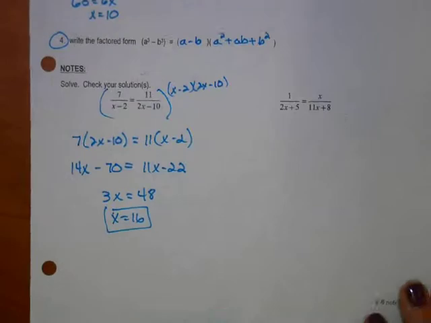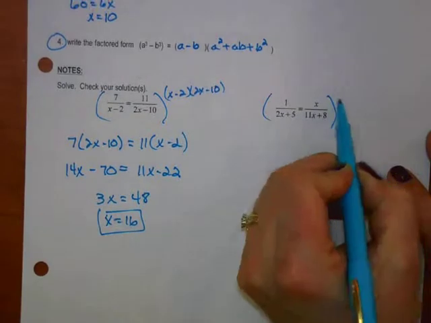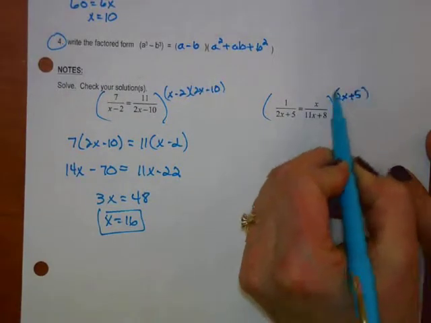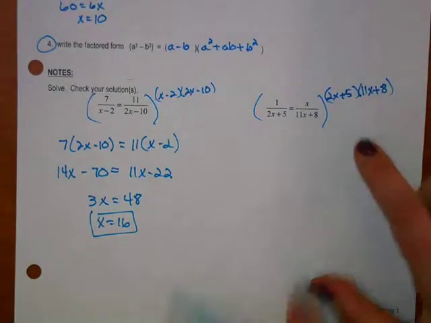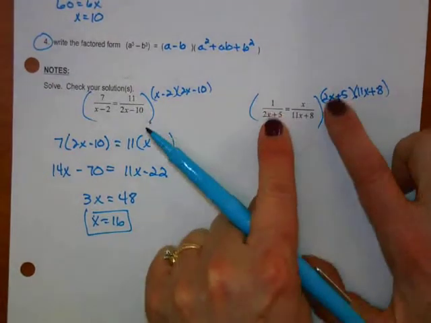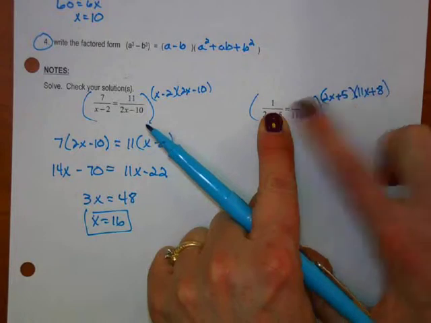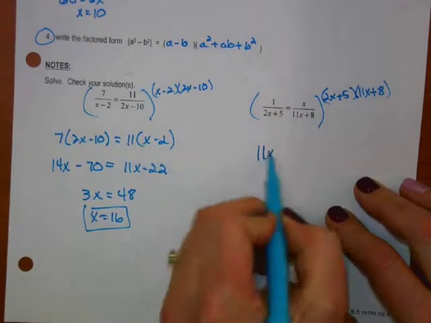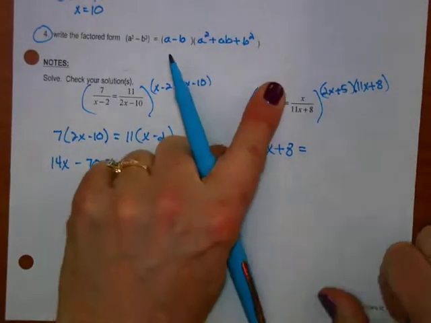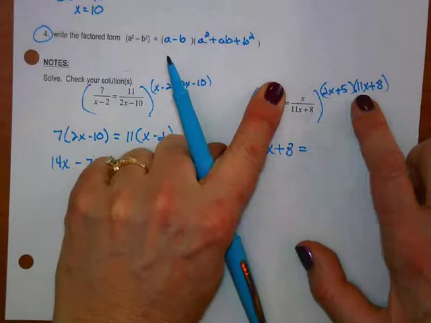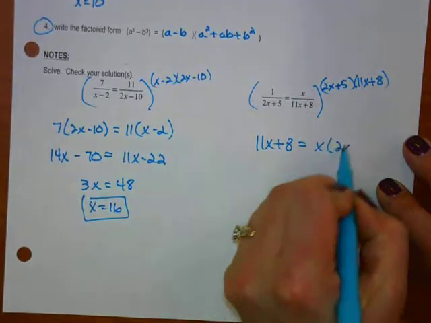Okay? Again, here we have a fraction equal to a fraction, but I want you to think of a common denominator, which would involve both of these. And it's really the same as cross multiplying. If you multiply this times this fraction, the 2x plus 5's cancel out, right? And you really just end up with 1 times 11x plus 8. If you multiply this fraction times that, the 11x plus 8 cancels out, and you just have x times 2x plus 5.